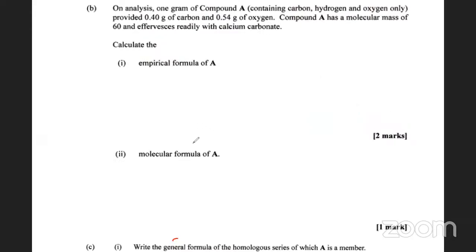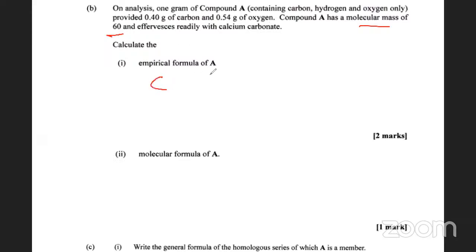All right, so this one, we're going to work out the empirical and molecular formula. On analysis, 1 gram of compound A containing carbon, hydrogen, and oxygen provided 0.4 gram of carbon and 0.5 gram of oxygen. Compound A has a molecular mass of 60 and effervesces readily with calcium carbonate. So that's telling us it is an acid.